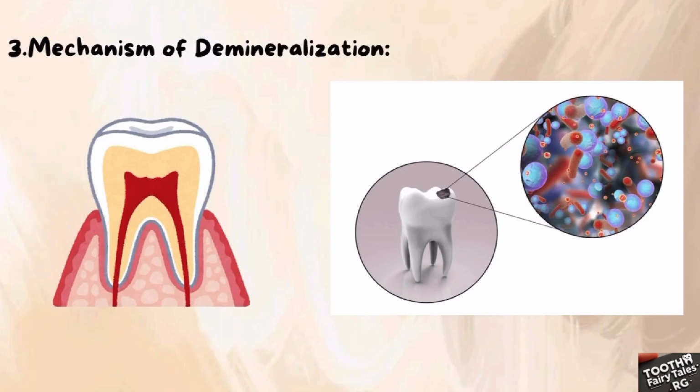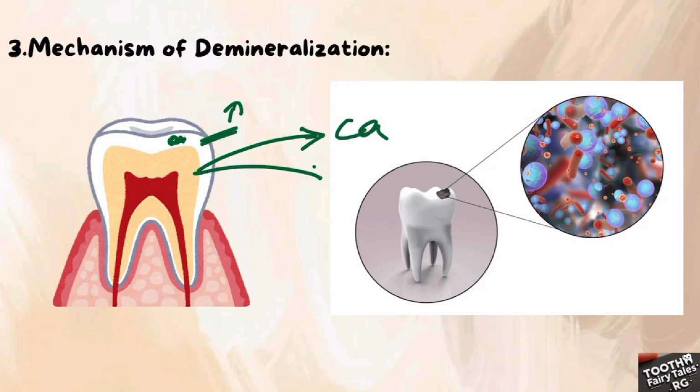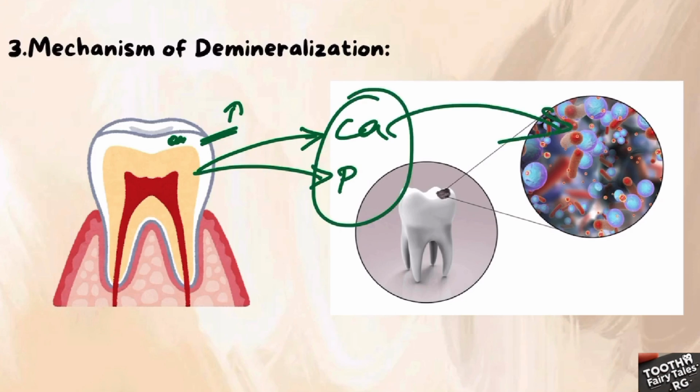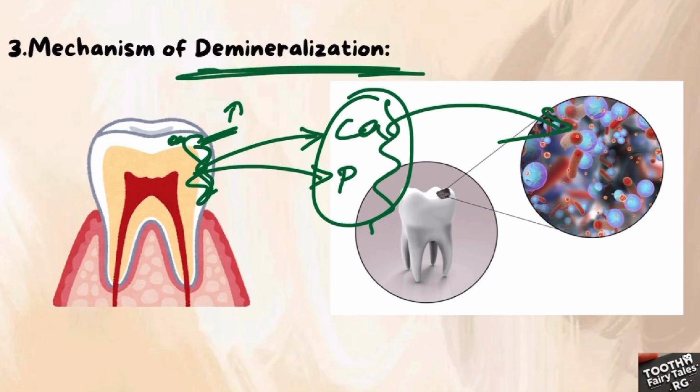Let us understand the mechanism of demineralization. When the pH of the biofilm has turned acidic, the equilibrium is shifting. The tooth structure tries to balance the increased acidity by releasing calcium and phosphate ions into the biofilm. So the tooth is trying to neutralize the acidity by releasing these minerals, but this results in a net loss of minerals in the tooth, and this leads to the process of demineralization.